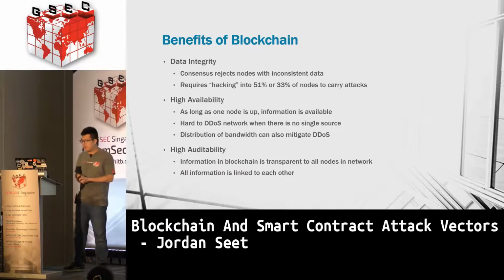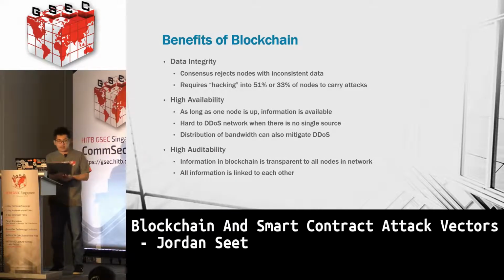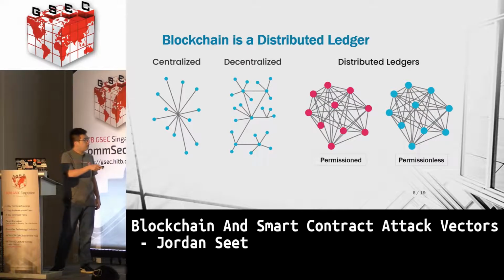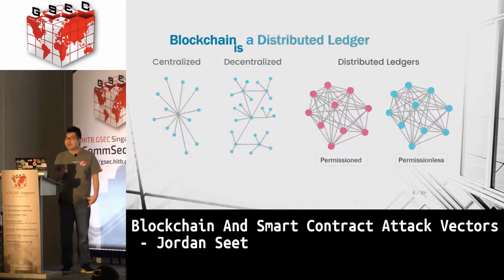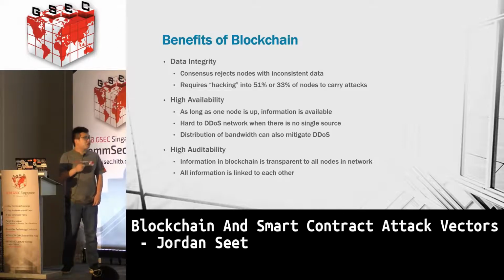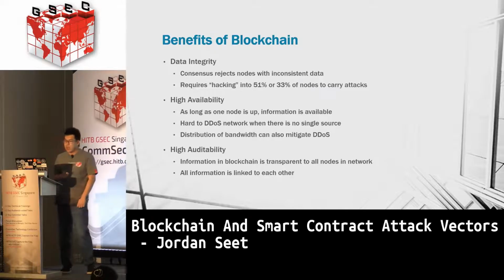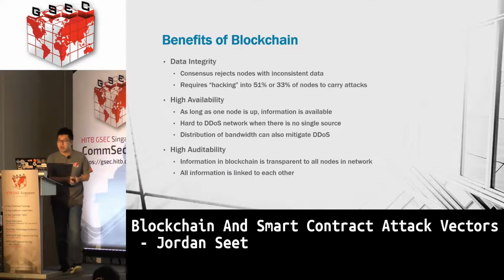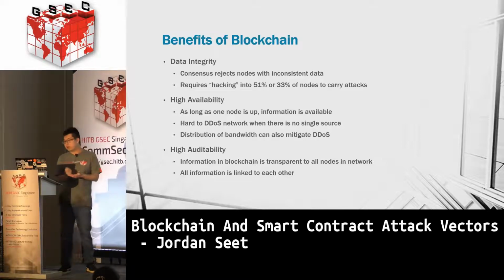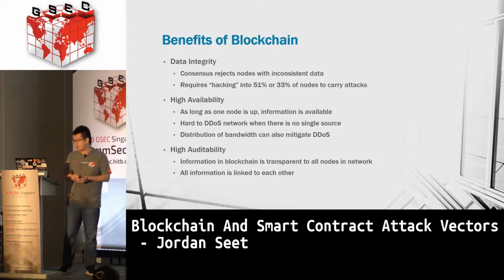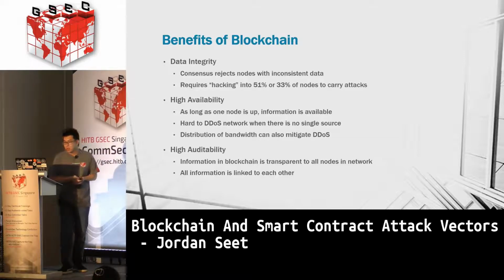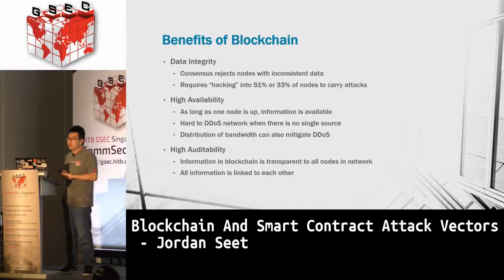So one of the benefits is data integrity, where the consensus, because all of the nodes are interconnected to each other, they can verify data, and they can reject nodes of inconsistent data. As such, you will need to manipulate or hijack about 51% or 33% of the nodes to execute attacks, depending on the consensus mechanism. There's high availability, because now, even if I am able to disable one node, I can always get rerouted to another node.